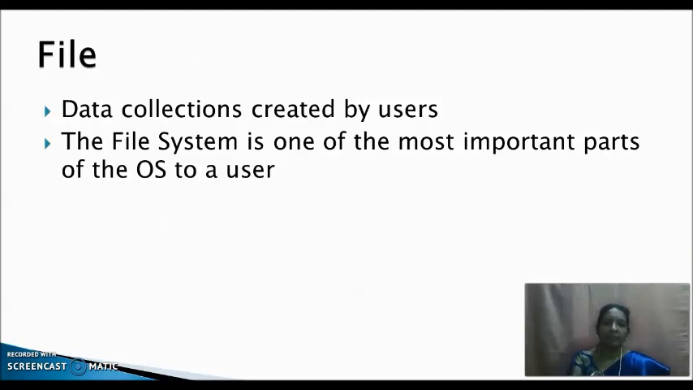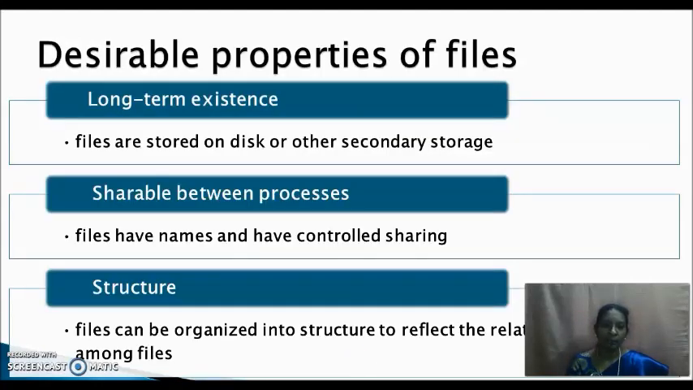As I said earlier, the file system is one of the most important parts of the OS. Data collections created by users are also known as files. We have three desirable properties of files. First one is long-term existence, second one is shareable between processes, and the third one is structure. Long-term existence means files are stored on disk or other secondary storage devices. Second one is shareable between processes. It means files have controlled sharing between processes. Structure. Files can be organized into structure to reflect the relationship among files.